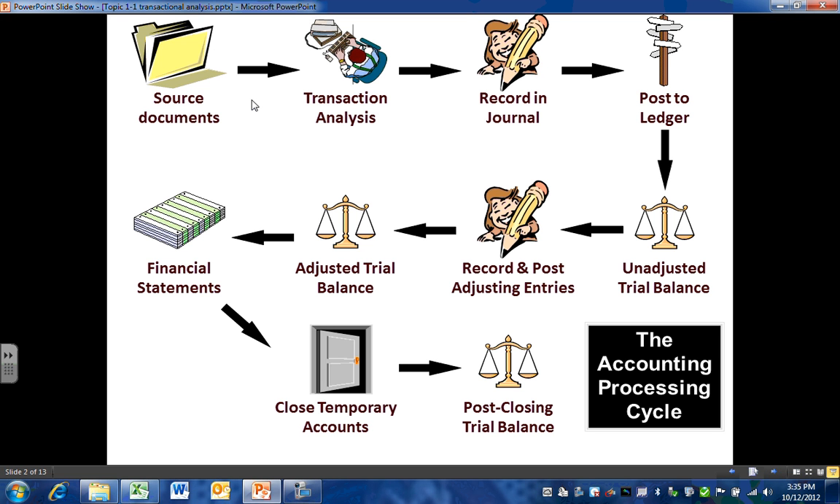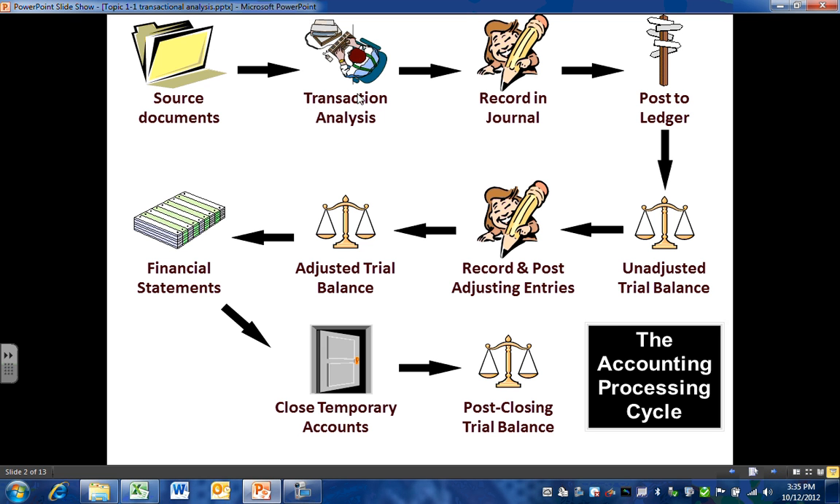Occasional transactions, such as the purchase of a building or equipment, well, these will generate different types of source data. These will be analyzed by accounting staff people. And this process is called transaction analysis. And it's looking for the effect of an economic event on the financial reporting of a business. And this is accomplished through the use of the accounting equation.